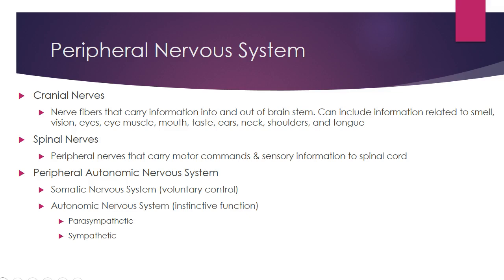You have your spinal nerves, which are the peripheral nerves that carry motor commands and sensory information to and from your spinal cord. And then you have your peripheral nervous system that includes your somatic and your autonomic. So the somatic is voluntary, and then the autonomic is instinctive. So somatic, you voluntarily control that, and then autonomic is instinctive.